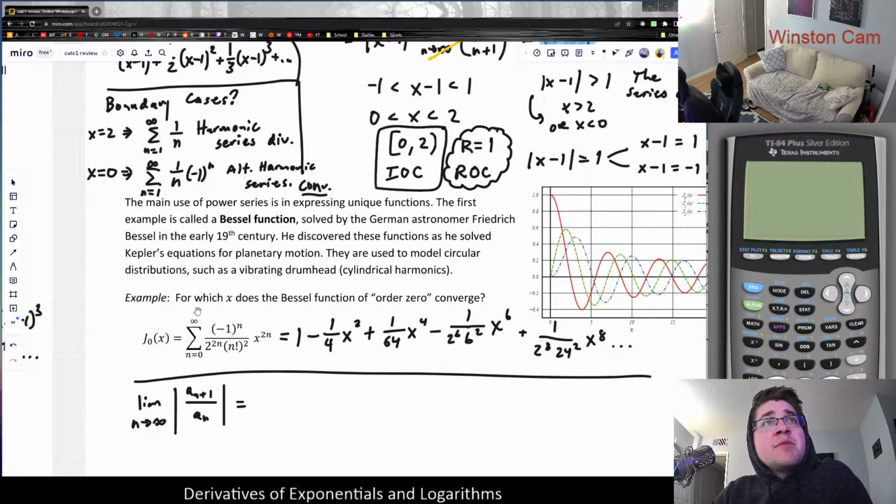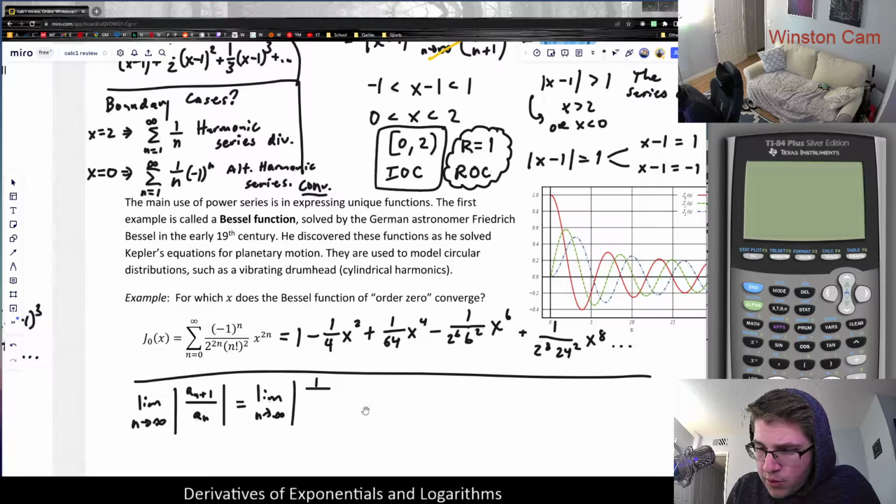And so since we're taking the absolute value, -1 to the n will become +1 regardless. And then, as I usually do, let's just plug it in. We need to start by plugging in n plus 1. Sorry, my arrow got a little bit weird, but as the limit as n approaches infinity of, if we start with a to the n plus 1, we're going to have 1 over 2 to the 2n plus 2, n plus 1 factorial squared, and then this will be multiplied by x to the 2n plus 2.